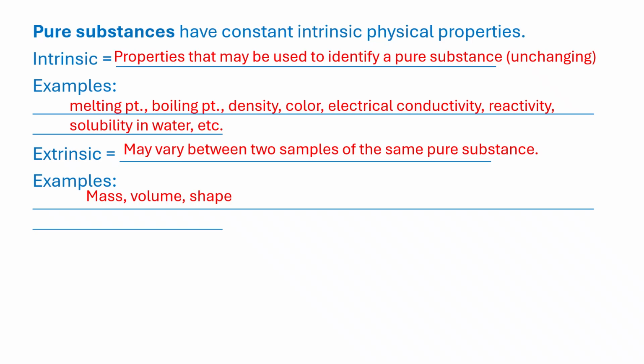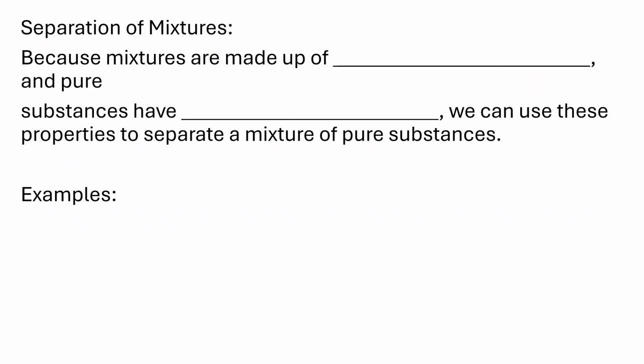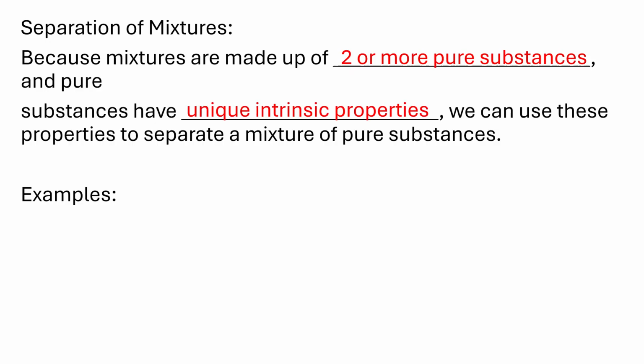Not every piece of carbon is the same size, shape, or mass, but carbon has a constant melting point, a constant electrical conductivity, and things like that, because those are intrinsic properties. All right, now we're going to be in the lab later on figuring out how to separate a mixture of pure substances. And we're able to do that because mixtures are made up of two or more pure substances, and we already know that pure substances have unique, constant, intrinsic properties. And so we can use those properties to separate a mixture of pure substances.